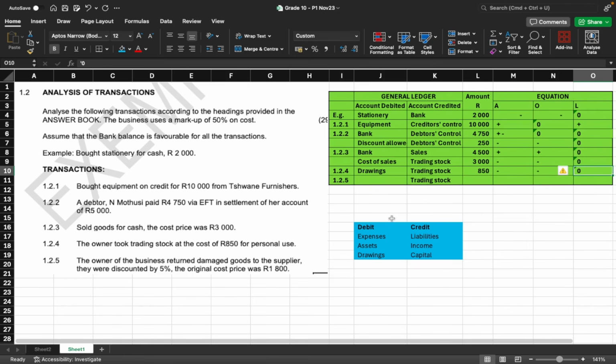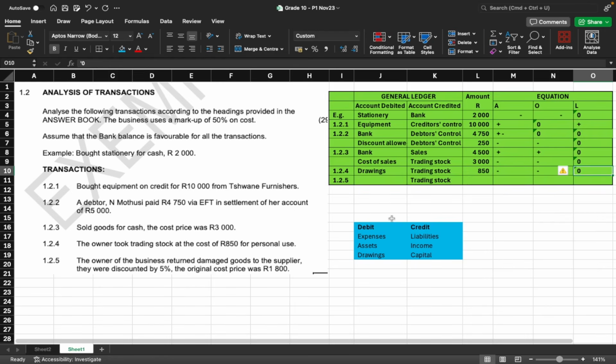Remember, when we buy goods from the supplier, what do we debit? We debit trading stock and we credit bank. We debit trading stock because trading stock is an asset and it's coming in. That's why we are debiting it. And then we are crediting our bank if we bought it on cash. If we bought it on credit, we will credit our creditors control, because now we are owing our supplier.